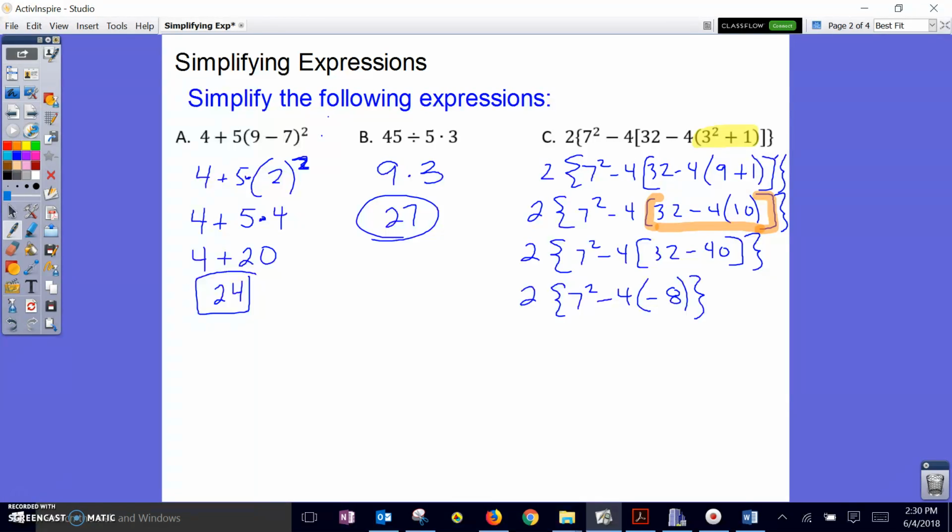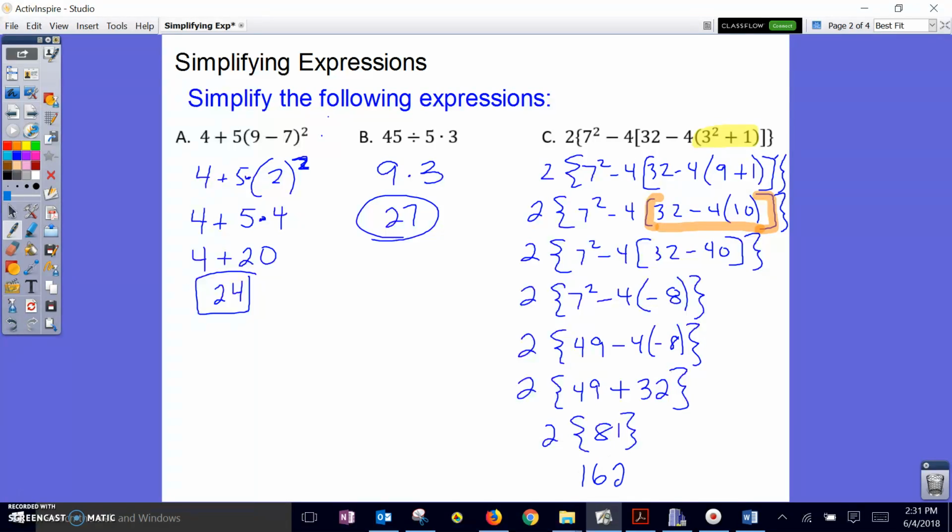And now, to my last set of grouping symbols. I'm going to follow the order of operations in there. I have an exponent, I have subtraction, I have multiplication. The exponent comes first. 7 squared is 49. And then the multiplication comes next. So we've got 49 minus 4 times -8, so that's minus a -32, which we can think of as a plus 32. And then I do my addition. And lastly, I get rid of that last grouping symbol, and we end up with 162.